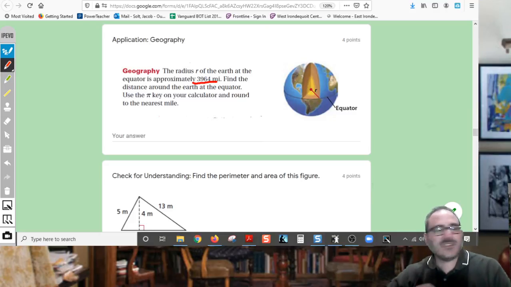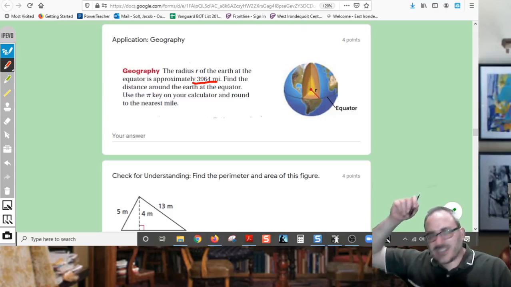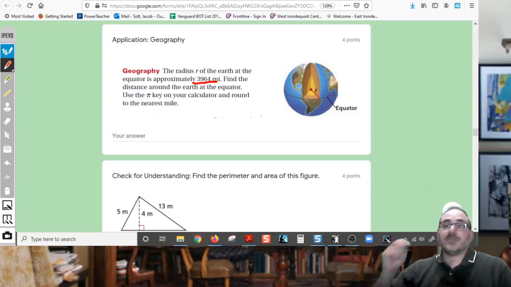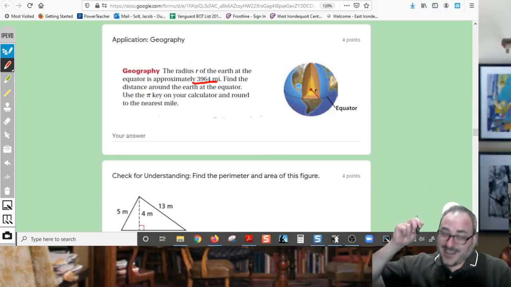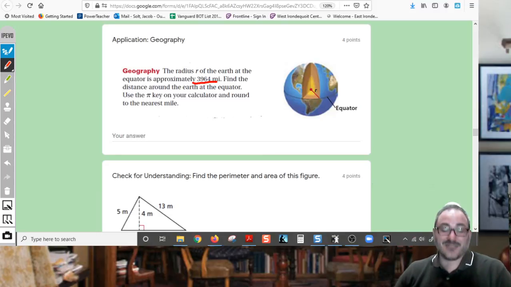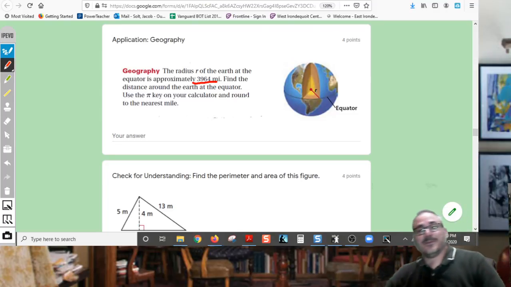Right now, wherever you're standing, if you're standing on level ground, if you dug 3,964 feet underground, I'm sorry, not feet, woohoo, that'd be easy. If you dug 3,964 miles underground, you'd be at the exact center of the Earth. Isn't that cool a thing to know?